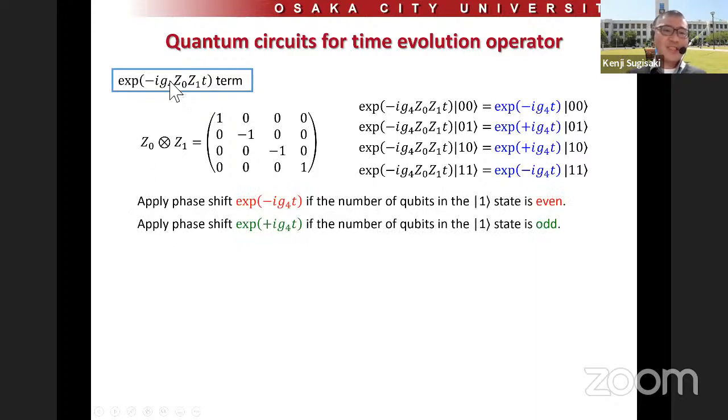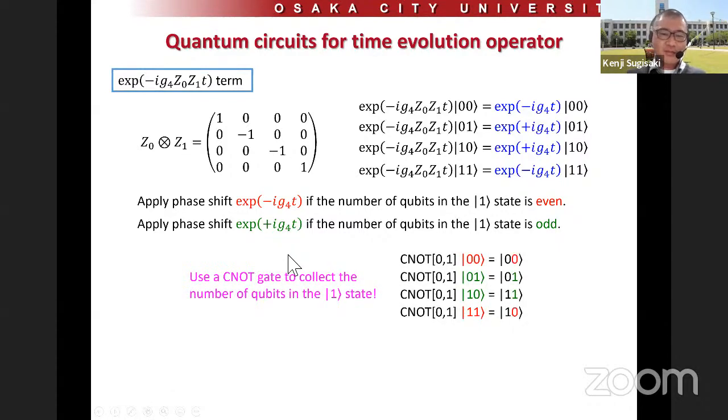So generally, if the exponential term has several Pauli operators, in that case, apply a phase shift exponential minus i g t if the number of qubits in the one state is even. If the number of qubits in the one state is odd, in that case, we apply a phase shift exponential plus i g4 t. And this operation can be performed by using a CNOT gate to count the number of qubits in the one state.